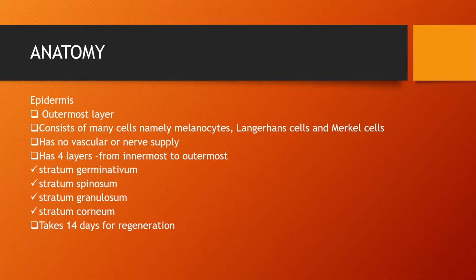It takes 14 days for regeneration from the lowermost, which is the germinativum, to the corneum level, to regenerate a new skin cell. So in cells that are damaged because of injury or trauma, it takes about 2 weeks. It has no vascular or nerve supply and consists of many cells, namely the melanocyte, Langerhans cell, and Merkel cell.